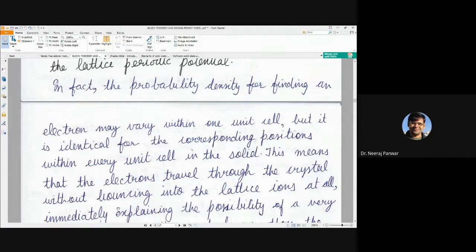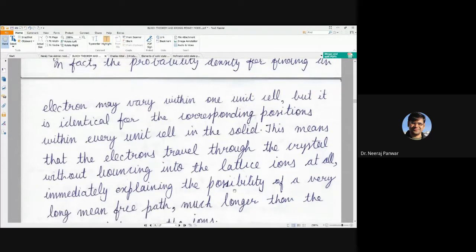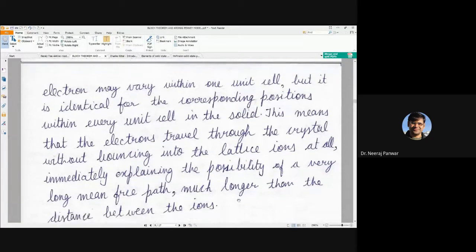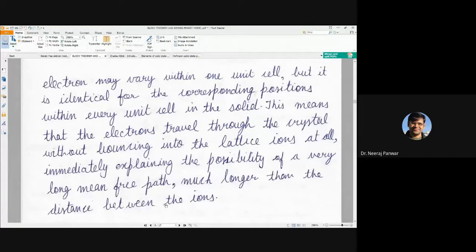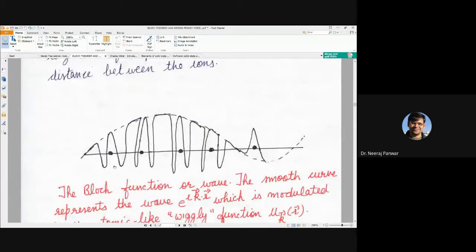But here we are saying that electrons travel through the crystal without bouncing into the lattice ions at all, and it explains the possibility of a very long mean free path, much larger than the distance between the ions. If you remember, experiments have proved that electrons have a very large mean free path, and the purer the solid or material, the larger the mean free path. For certain types of very pure solids, the mean free path was found to be of the order of centimeters.